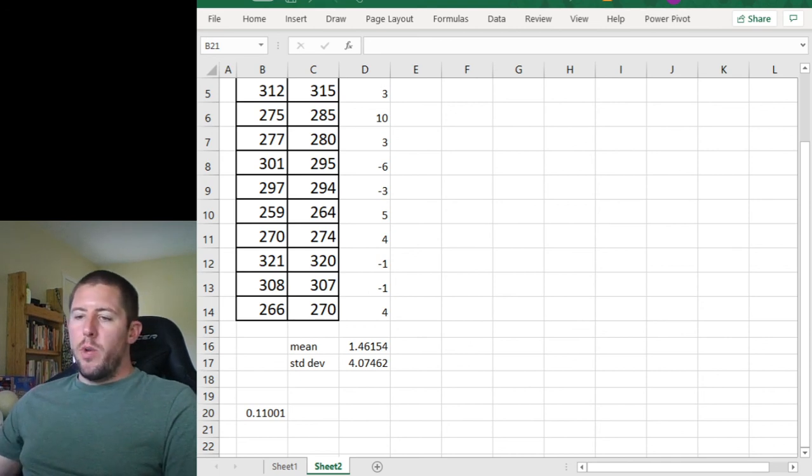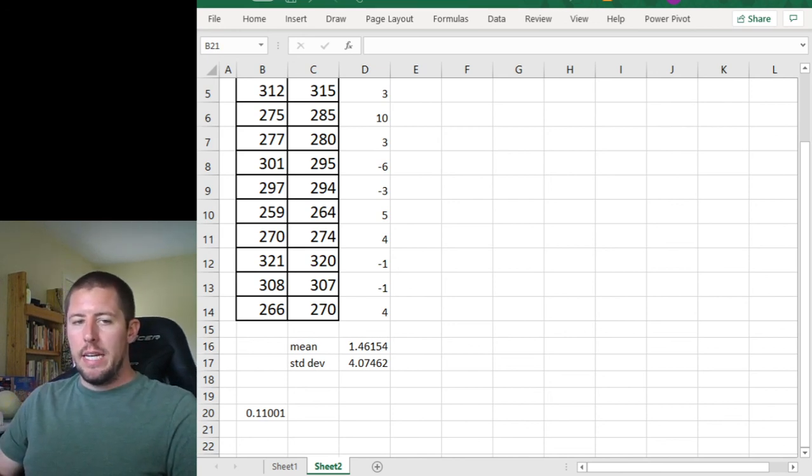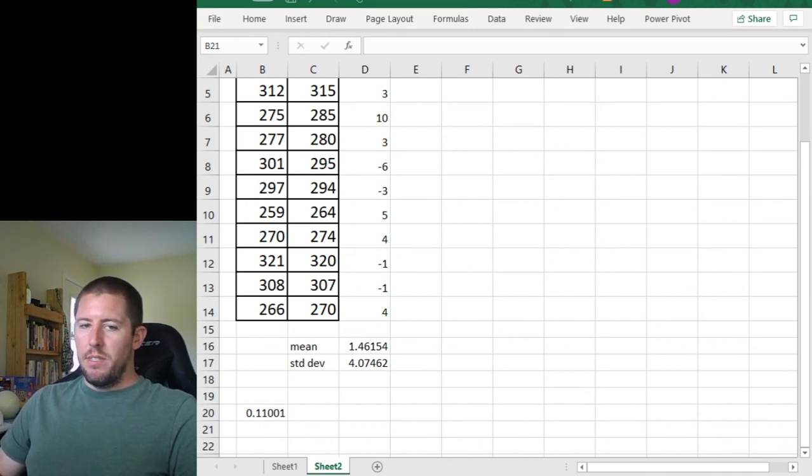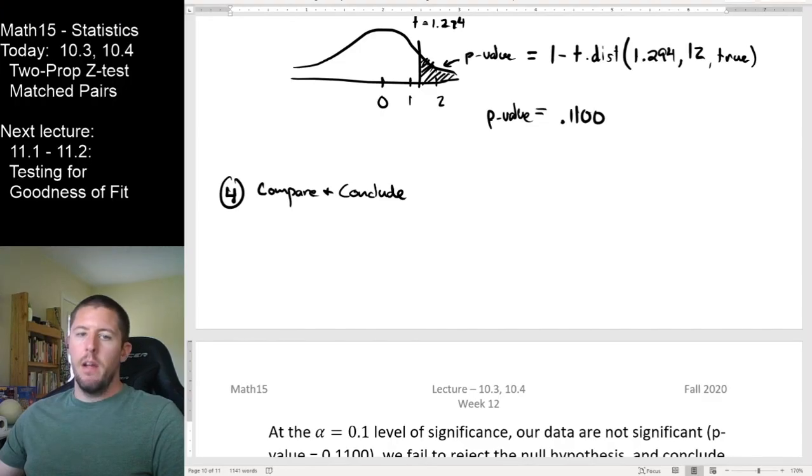The point here is we can't necessarily claim that there's a cause. Even if we did see a very small p-value and determined that there was a difference between people that had taken the prep course versus those that had not, there's lots of other confounding variables here. Oh my gosh, I'm sorry. I'm going to just keep on messing this up at the end right here.